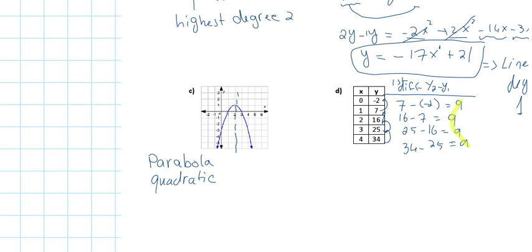Now, what happens if the first difference is not constant? Can I right away say it's quadratic, or do I have to do something else? I have to check the second difference, which means I have to subtract the first differences from each other. So I have to go 9 minus 9, 9 minus 9. But in this case, I don't do that. So I know this is linear because the first difference is constant.